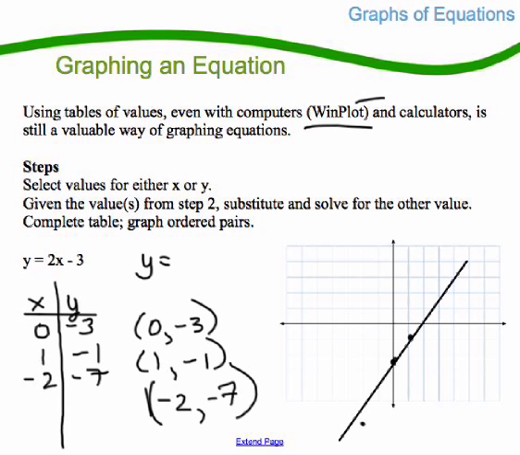And what I could do at that point is I could go back and check my math and make sure, because they should be on the same line. Check to make sure that all the math that I did was right. Let me do that just quick.